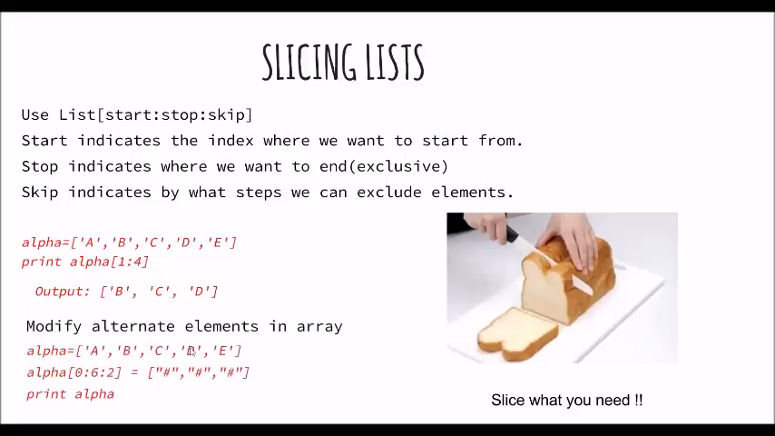Let's modify alternate elements in an array, skipping. So to skip here, we give the skip index x2. So it skips every 2nd element. So it skips B and it skips D. And you replace the remaining elements with a hash. And so when you print it, you would see there's a hash.